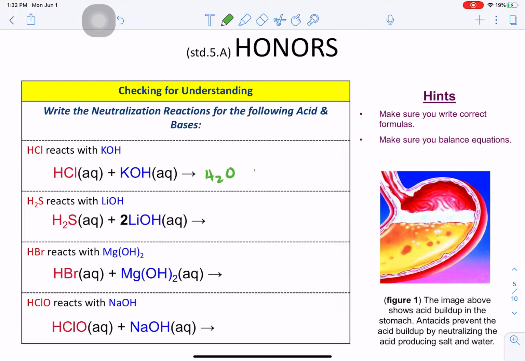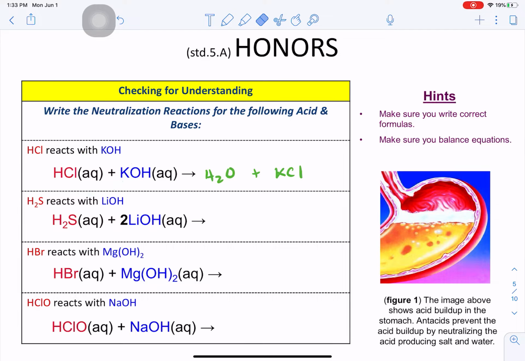Okay? Now, what's it going to react with? Well, it's going to be some sort of salt. What salt? Well, we know H went with OH. That means K goes with Cl. So we're producing KCl. Is KCl a neutral compound? The charge of potassium is +1, the charge of Cl is -1. Guess what? Yep, that's neutral.